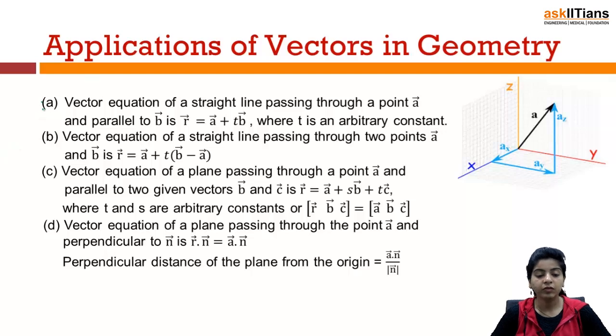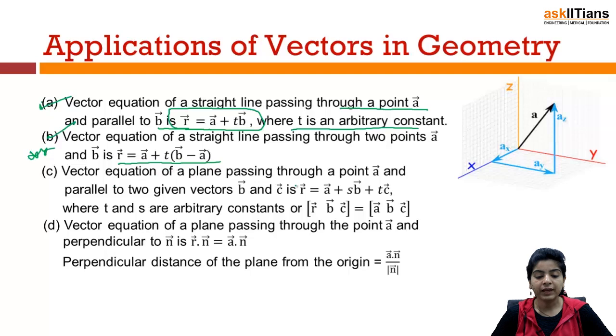So first of all, we have the vector equation of a straight line passing through a point A and parallel to B is R vector equal to A plus TB, where T is an arbitrary constant. So if you have to find the vector equation of a straight line passing through a vector A and parallel to some vector B, then that would be R equal to A plus TB. This is in fact quite obvious also, A plus scalar times vector B. Similarly, the vector equation of a straight line passing through 2 points A and B is R equal to A plus T times (B minus A). This is important.